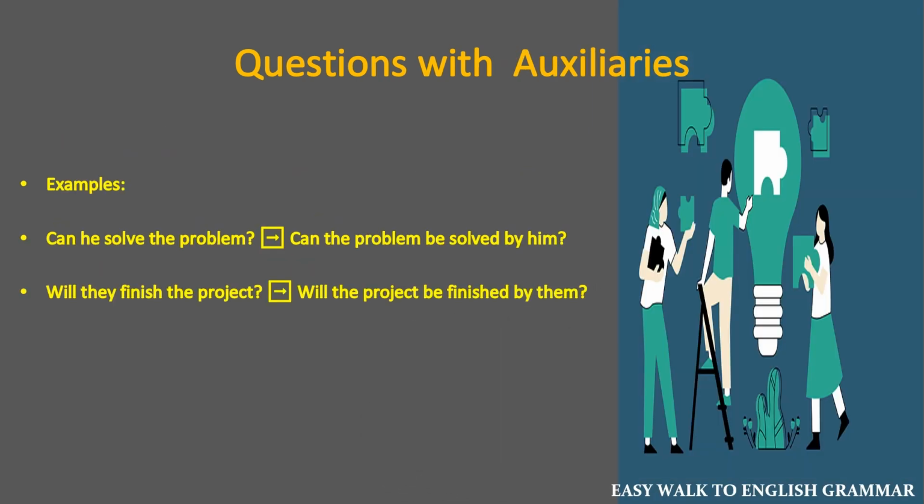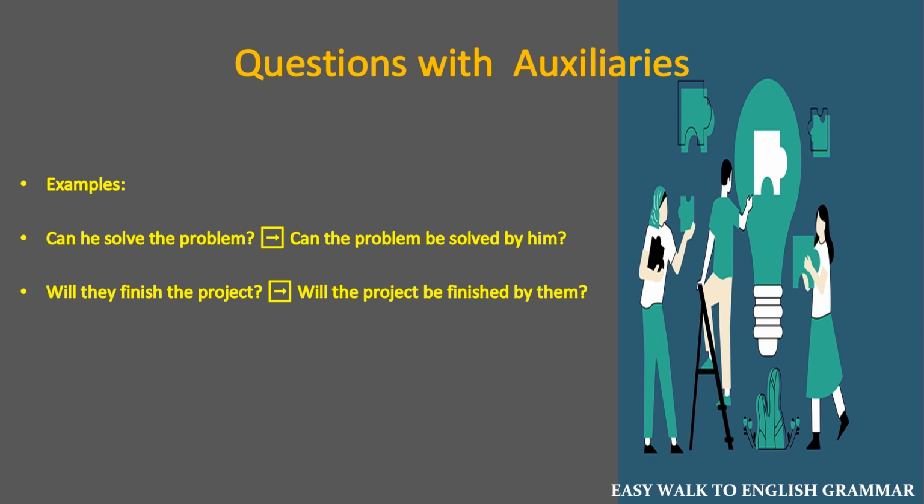Questions with auxiliaries. Examples. Can we solve the problem? Can this problem be solved by him? Will they finish the project? Will the project be finished by them? Here, what you have to notice is to keep the auxiliaries as they are at the beginning of the passive voice. Other changes are the same as we dealt with in the first video.